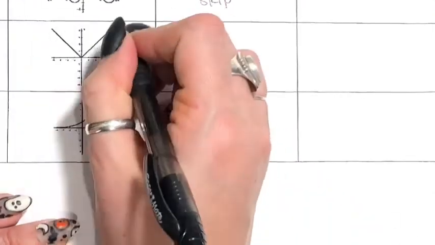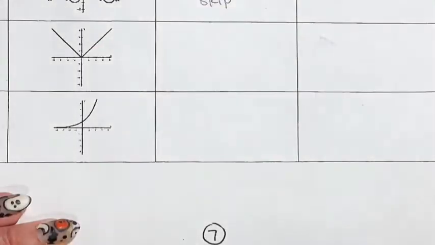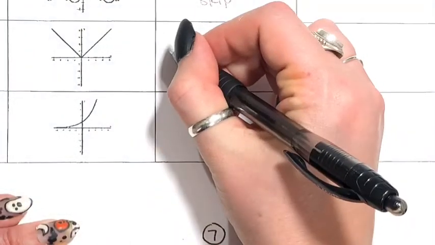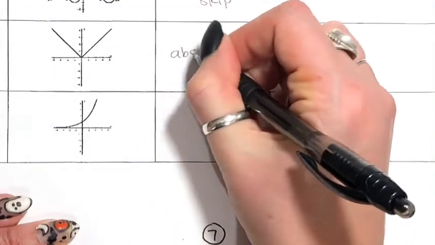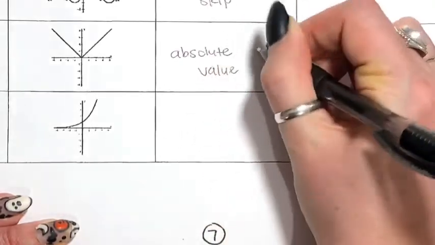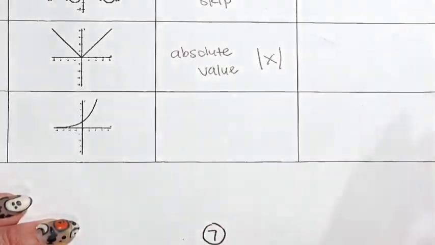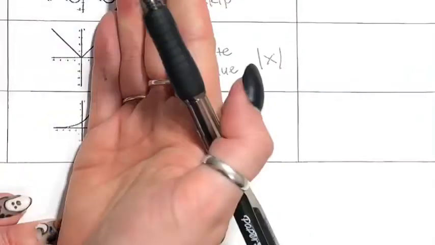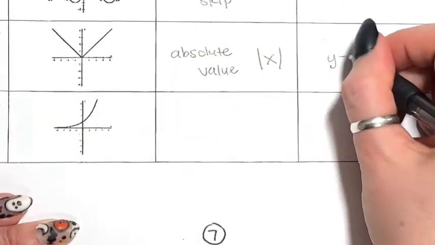Okay, we've got a nice V shape here. Can you guys remember which one that is that makes the V shape? This one is your absolute values. So that's where you have the little absolute value lines. And this one, again, you can mirror image it across the y-axis.